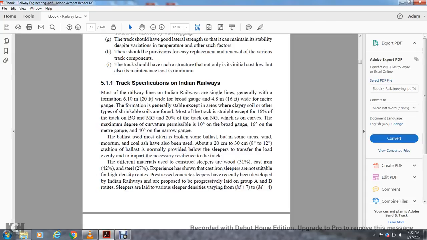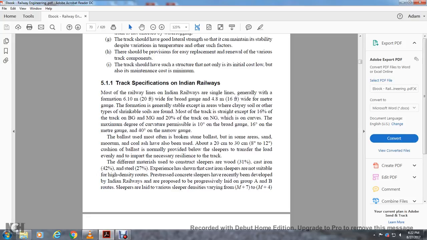5.1 Track specification of Indian Railways. Most of the railway lines of Indian Railways are single lines, generally with a formation width of 6.10 meters or 20 feet for broad gauge, and 4.8 meters or 16 feet for meter gauge. The following is generally suitable in areas where clay soil and other types of sinkage soils are found. Most of the track is on a straight alignment, except for 16% of the broad gauge and meter gauge and 20% of the narrow gauge track, which is on a curve.